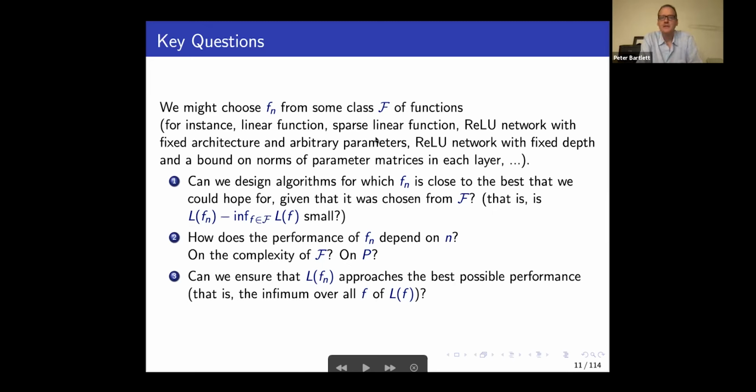Yes, so infimum is the best lower bound, right? We want to get the risk as small as possible. It might not be a minimum, so there may not be a function that actually achieves that optimal risk. But if it's an infimum but not a minimum, then we can get arbitrarily close to it, but possibly not actually achieve it.